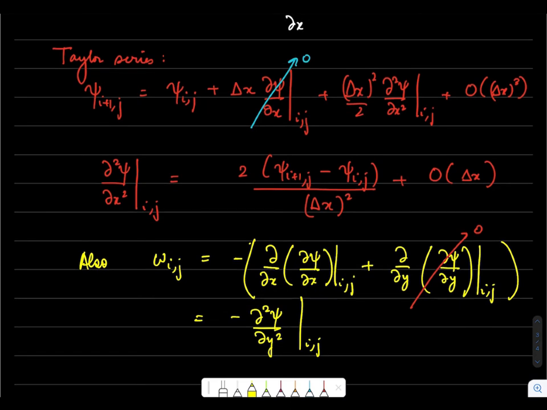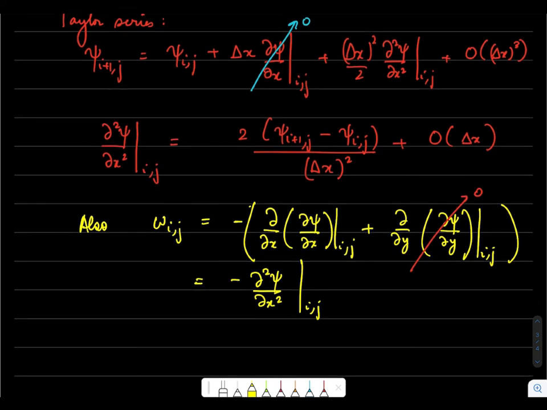And now you can see why I wrote this Taylor series here. Sorry, I made a mistake here. So this should be d2 psi dx square, yeah. So now you can see why I wrote this expansion for d2 psi dx square, because I anticipated that the vorticity at this wall will only be because of the second derivative with respect to x, not the second derivative with respect to y.